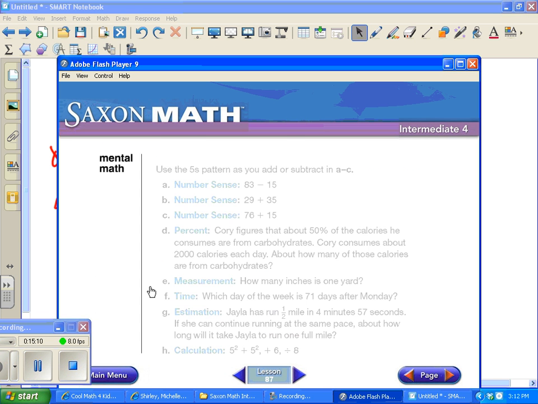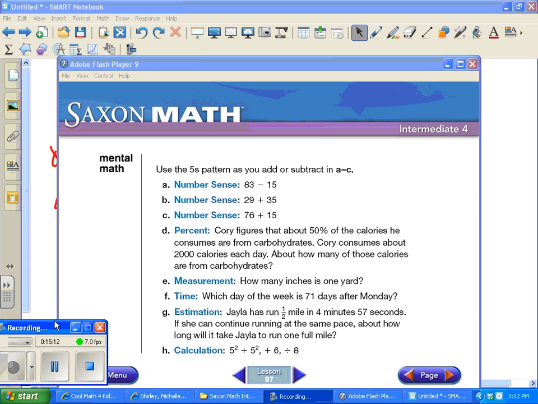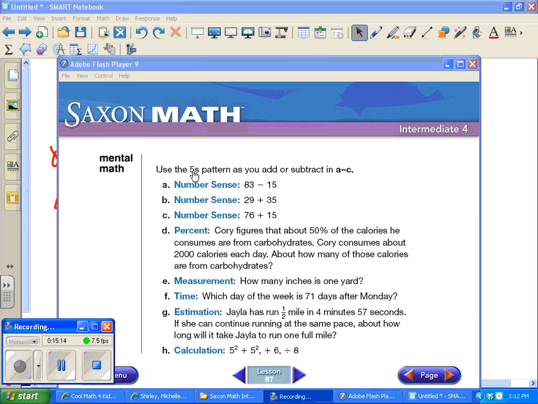Okay, now let's go to some mental math. And we've been working on adding fives and the pattern that you would get, or subtracting fives. It works both ways. What digit it would end in depends on your starting point. So here we go, 83 minus 15. I'm going to think, okay, that this is 13 minus 5. And I know that would be 8.